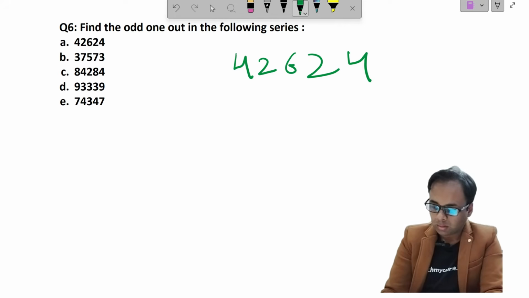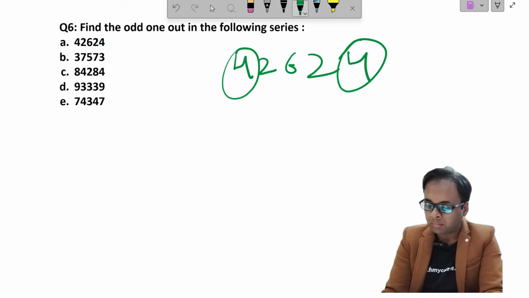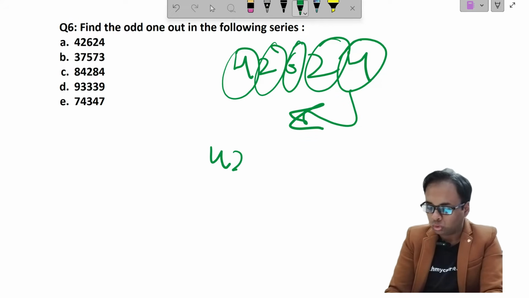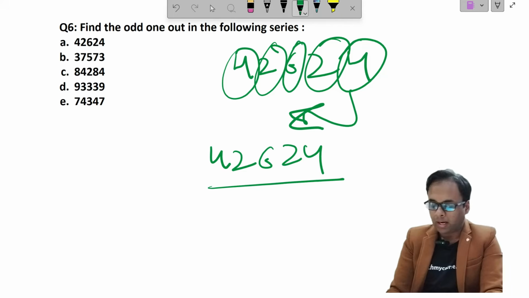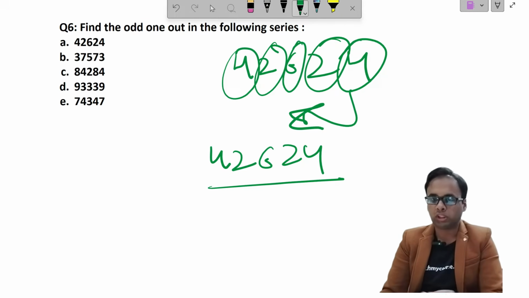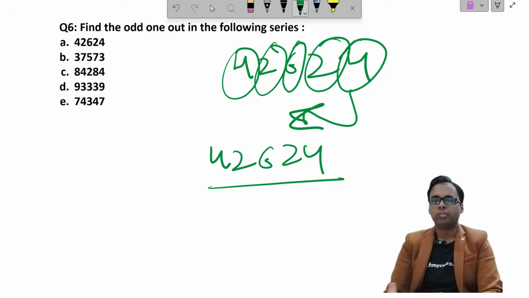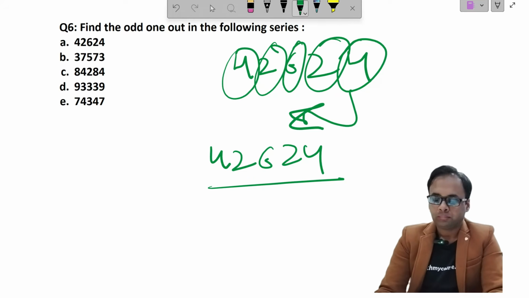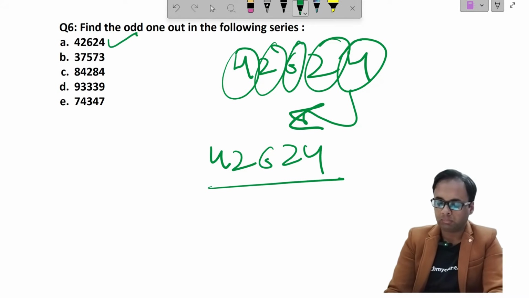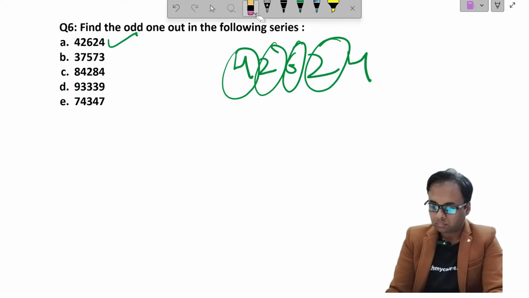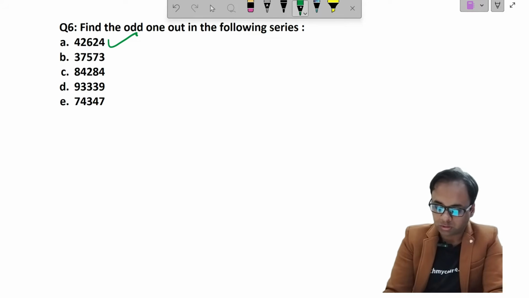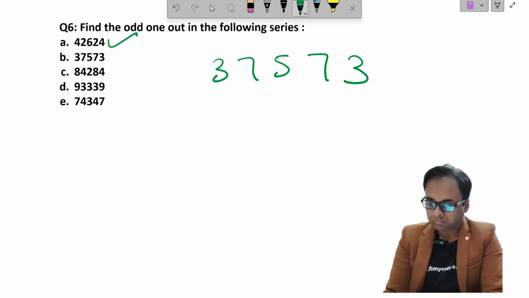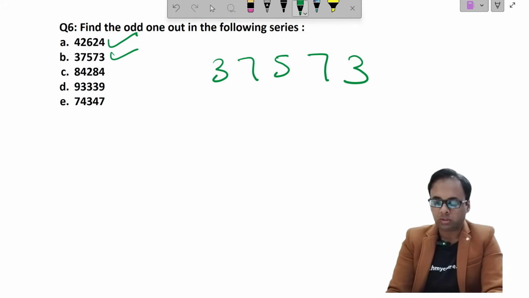So we have 4, 2, 6, 2 and 4. Now if you see, 4 is coming at the beginning as well as the end, 2 at the beginning, 2 at the end, and 6 in the middle. So even if I reverse this number, it comes out to be 4, 2, 6, 2, 4. And we know that such a number or string which is the same when written from the beginning or from the end is known as a palindrome. So 42624 is a palindrome. Let us see option number B, which is 37573. Even if we write it in reverse order, it comes out the same. So this is also a palindrome.